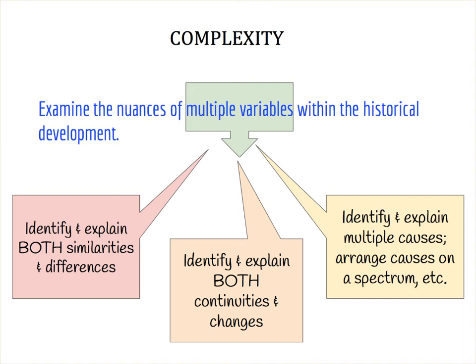One way of demonstrating complex understanding is by examining the nuances of multiple variables within that historical development. Depending on the prompt, this might include analyzing both similarities and differences between developments, or explaining both continuities and changes within the development. A student might also explain multiple causes for the development, or arrange those causes on a spectrum of effects. A student's ability to work through the nuances of a development effectively demonstrates complex understanding of that development.